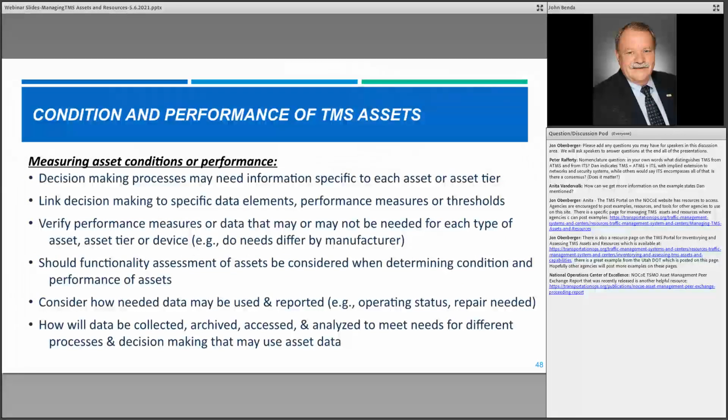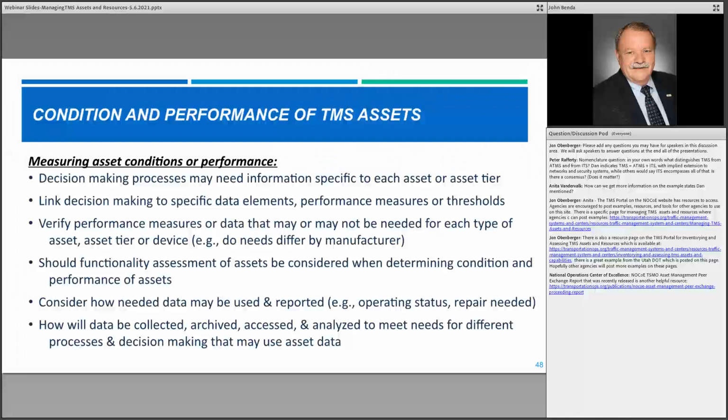So, measuring asset condition and performance. Decision-making processes may need information specific to each asset or to asset tier. You may need to link the decision-making to specific data elements or performance measures or to thresholds. And the need will exist to verify the performance measures or data, to make sure that data that may or may not be needed for each type of asset or tier or device. In other words, do the needs differ by manufacturer? So if you've got different manufactured types of items, you need to understand what may be required to report each one of those in a consistent format.